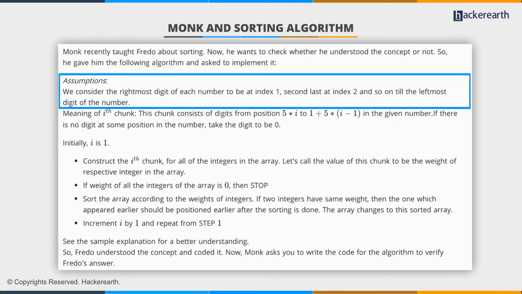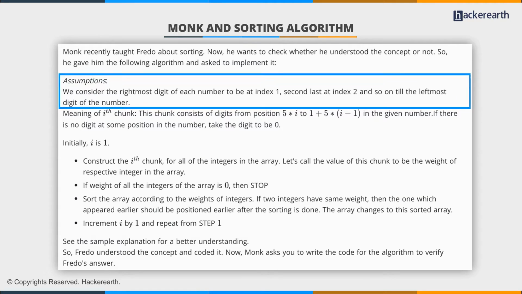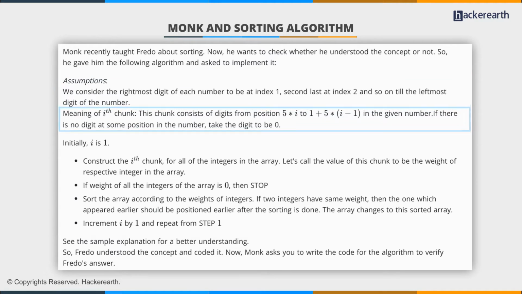The algorithm states that we are given a set of numbers and the rightmost digit of each number is at index 1, second last at index 2, and so on. Now here, we'll define a term called chunk. A chunk is a collection of digits where each chunk consists of 5 digits of the number, and if there is no digit at some position, we take the digit to be 0.